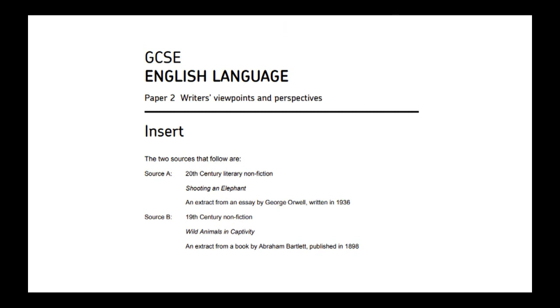And then source B is 19th century, will always be 19th century, non-fiction, general, but we're told it's an extract from a book by somebody called Abraham Bartlett, published in 1898. There's not that big a gap between them, but you don't get marks for identifying one's 20th century and one's 19th century. Okay, so just bear in mind that they are kind of 50 years apart, but they're similar in terms of their form and genre, and their subject matter, of course, will be linked too. So they're both about elephants.